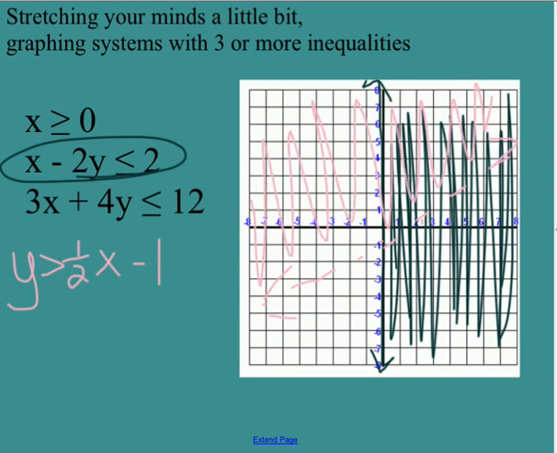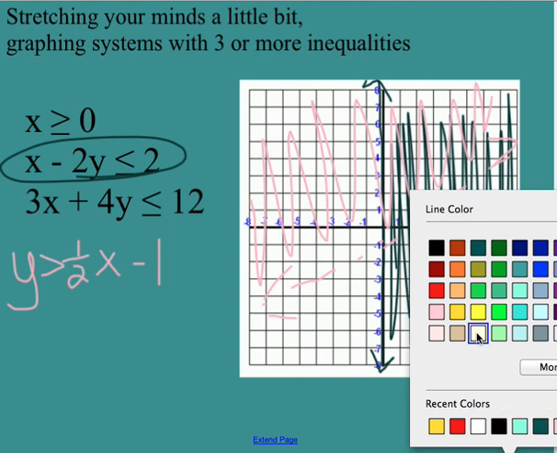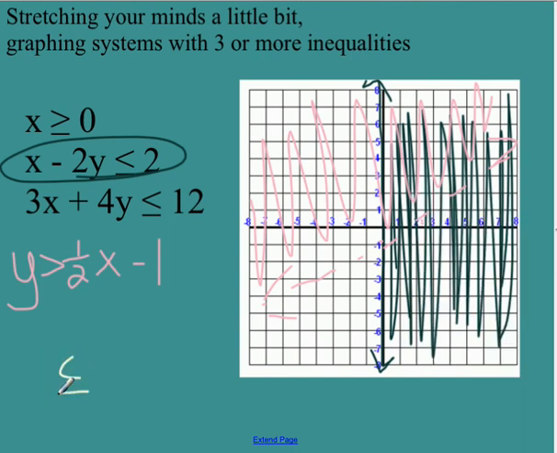And last but not least, when you solve that second one, you end up with y is less than or equal to negative 3/4 x plus 3. So graphing that one, you get this as a solid line. So you end up with your shading, just that little triangle in there.